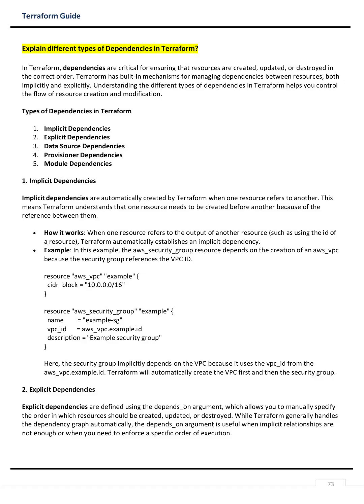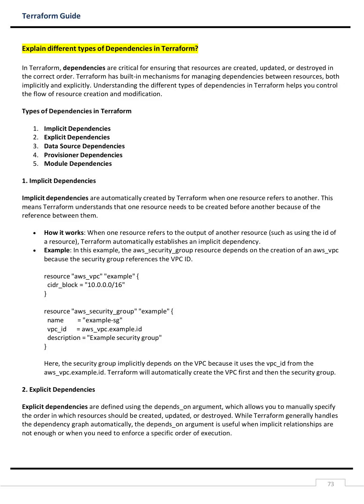Types of dependencies in Terraform. 1. Implicit dependencies. 2. Explicit dependencies. 3. Data source dependencies. 4. Provisioner dependencies. 5. Module dependencies.